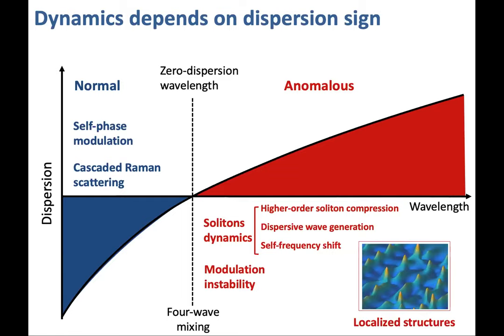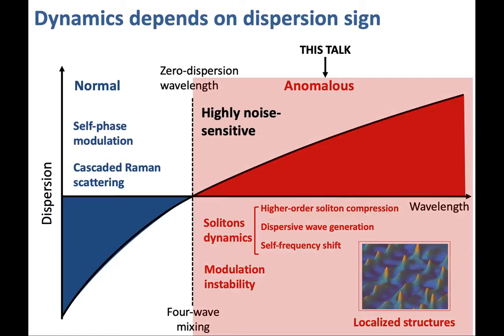Another important fact to highlight is that the anomalous dispersion regime is really the regime where localized structures form and interact. And as we will see, machine learning can be exploited efficiently to extract information about emerging localized structures in this regime. In this talk, I will focus on the anomalous dispersion regime because this is a regime which has been attracting a lot of interest from an experimental perspective because it's associated with dynamics that can be exploited for particular applications.